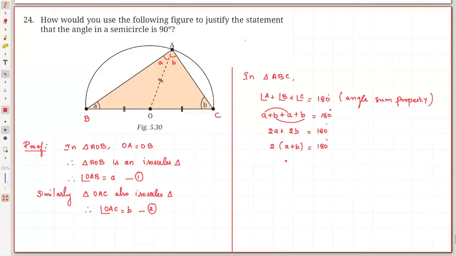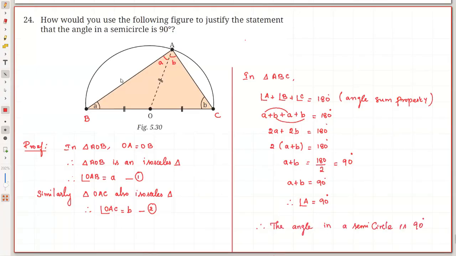Now take this 2 to this side. So A plus B is equal to 180 divided by 2. So 180 divided by 2 is 90 degrees. That is A plus B. A plus B is equal to 90 degrees. So if I add these two, I am getting angle A. Therefore, angle A is equal to 90 degrees. So angle A is nothing but the angle in a semicircle. The angle in a semicircle is 90 degrees.